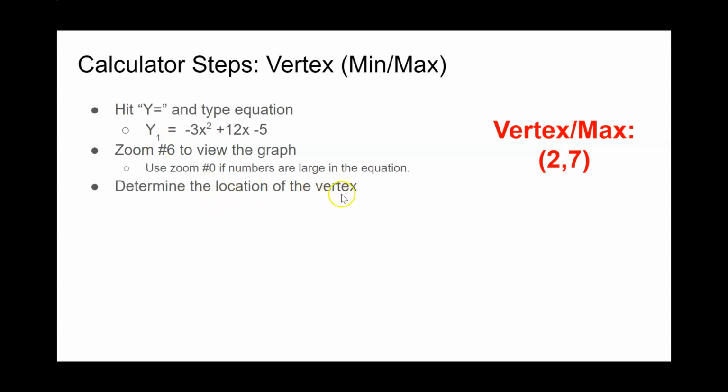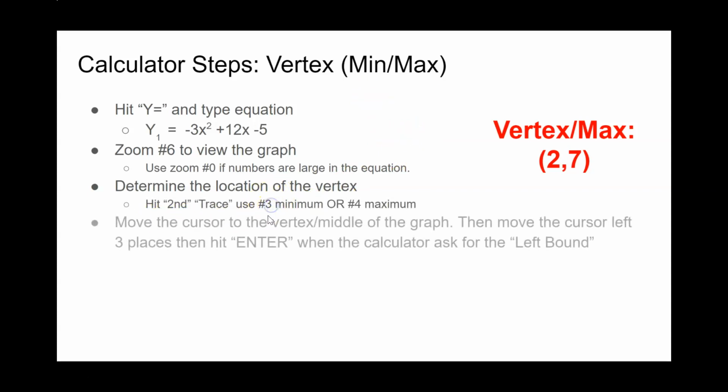So we're going to determine where the vertex is. Because it's a negative, it's going to be a parabola that will have a minimum. And we hit second trace, and because we see the minimum, this is where we're going to be choosing number 3. Go to the left cursor and hit.